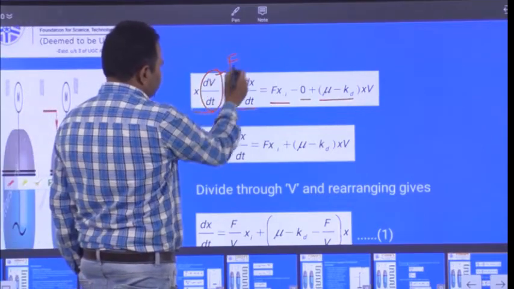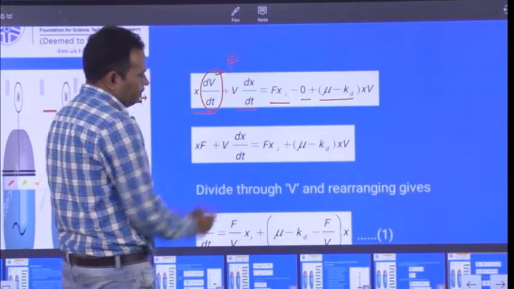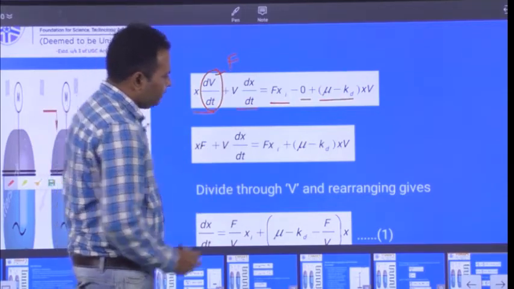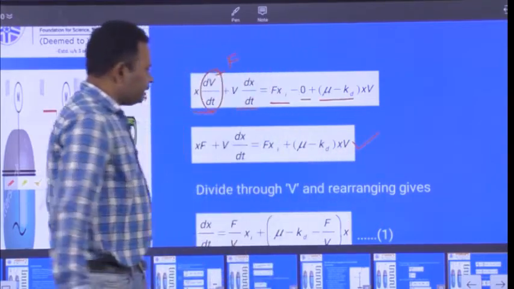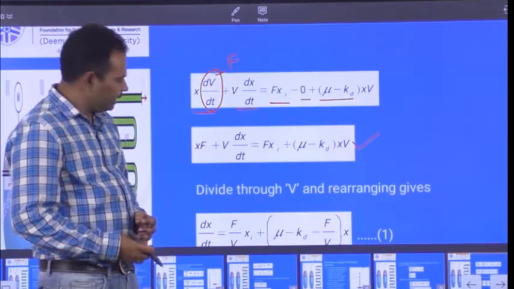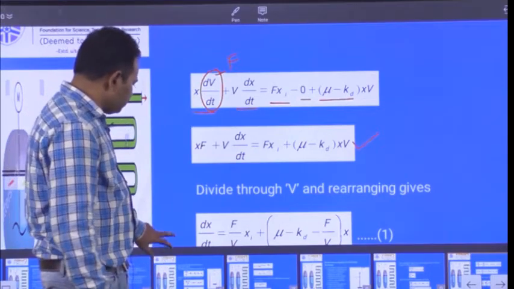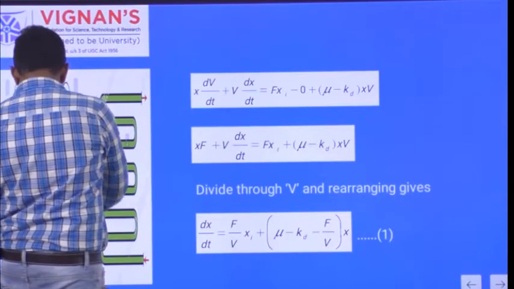So in place of dV/dt, substitute F xi plus V into dx/dt, the (mu minus kd) into xV, as it is. Again, divide this entire equation by V and solve for dx/dt. dx/dt is the cell concentration change with respect to time within the fed batch fermenter.